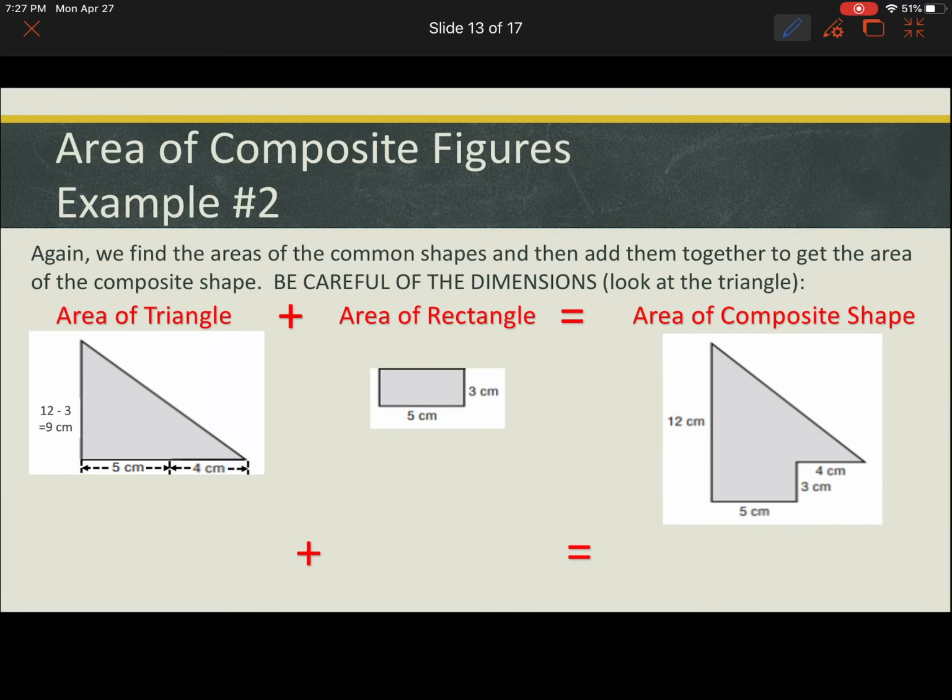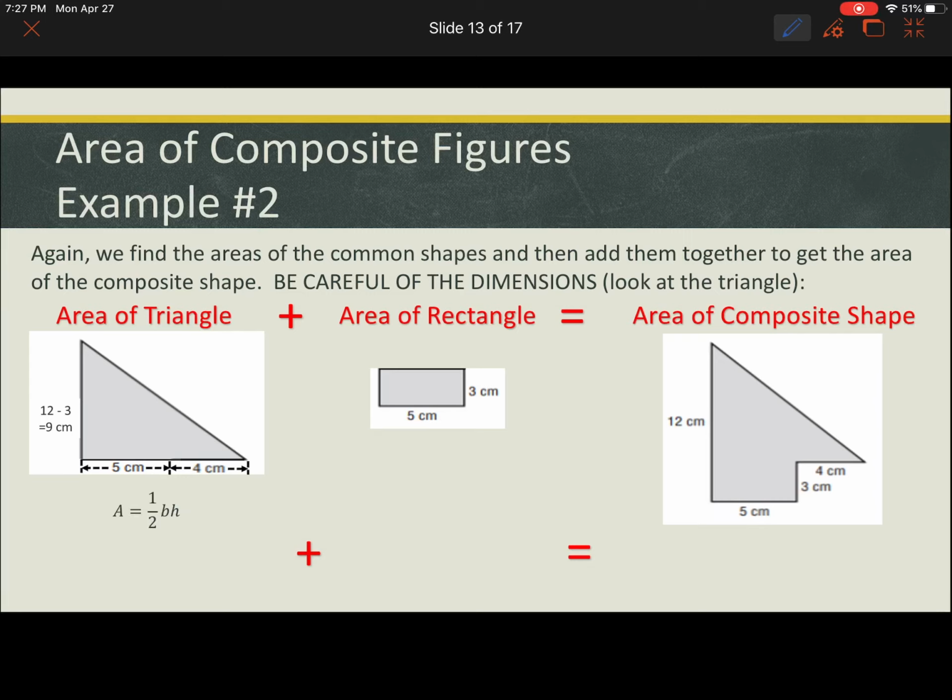So we follow the same process. Again, you have to be careful of those dimensions. It's not always just going to be given to you. Sometimes you'll have to use a little bit of algebraic thinking in order to figure out what your dimensions are.